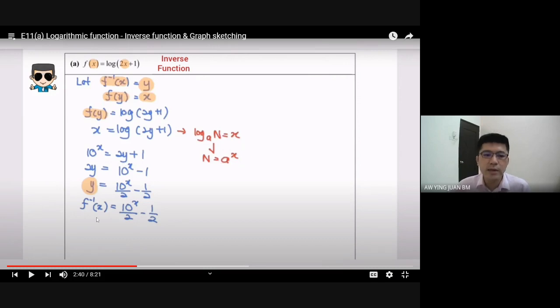So akhirnya kita dapat apa? Kita dapat f inverse of x is equals to 10 to the power of x over 2 minus 1 over 2. Ini kita panggil exponential function. So sekarang fokus kita adalah tentang log dulu. Bagaimana nak sketch graph untuk log.